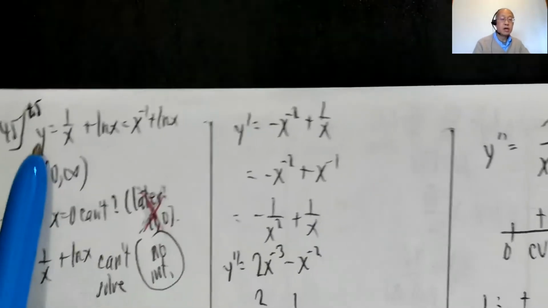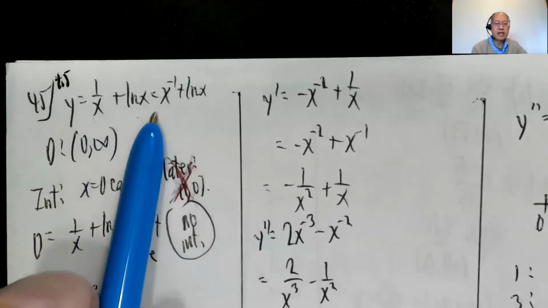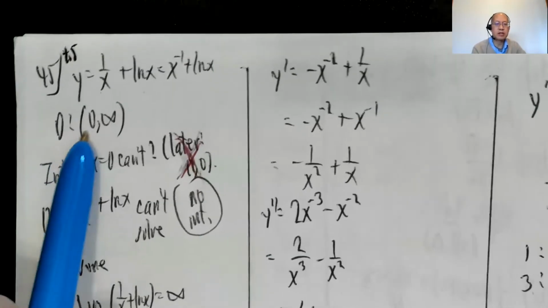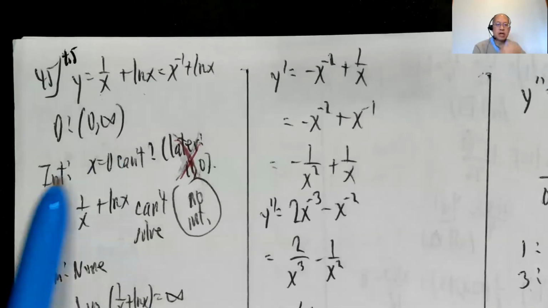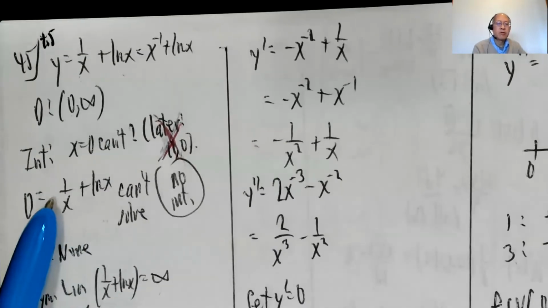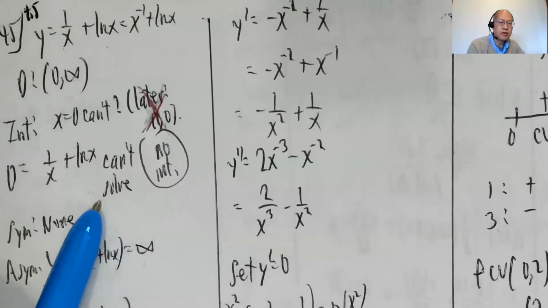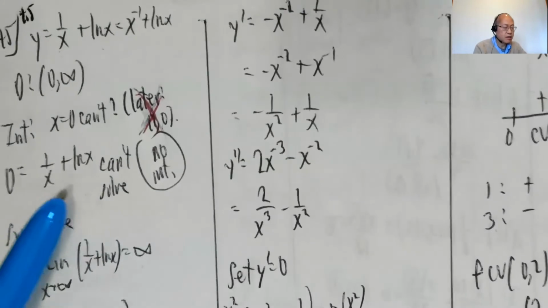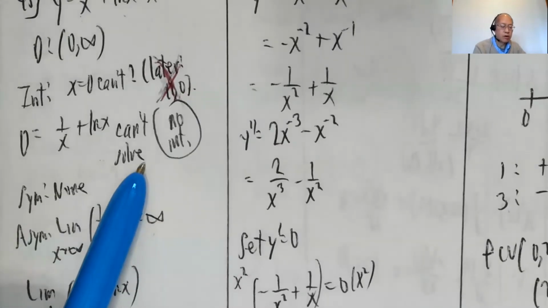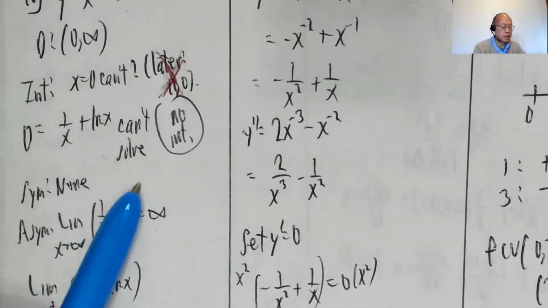Okay, here's 4.5 number 45: y equals 1 over x plus ln x. That's x to the -1 plus ln x. The domain is 0 to infinity. Intercepts, you cannot have x equals 0. And 0 equals 1 over x plus ln x, we can't solve. So we can't say for sure what's going to happen here. We will get an intercept a little bit later, though. We'll see later.